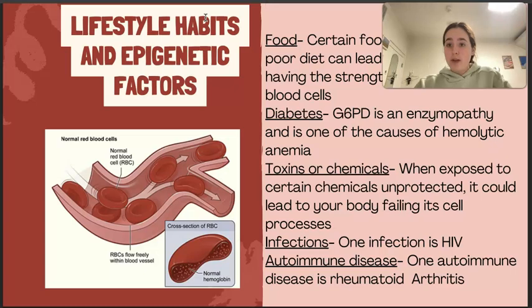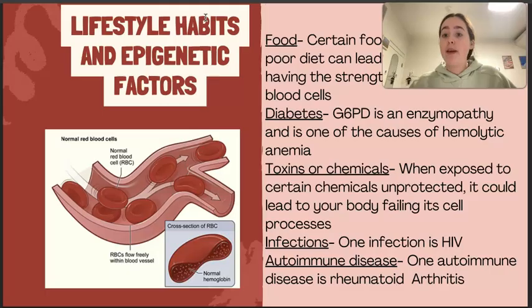food. Certain foods that are a part of a poor diet can lead to your body not having the strength to replace red blood cells. So making sure that dietitian is very helpful, because you want to make sure that you're eating the right foods, and certain foods can really affect how your body is working, so you really have to keep up with a healthy diet and make sure you're eating all the food groups. Diabetes.